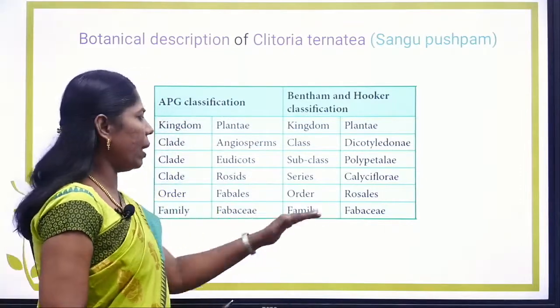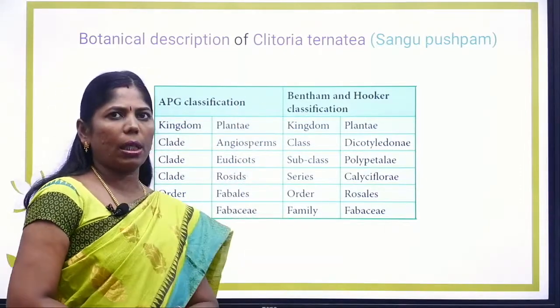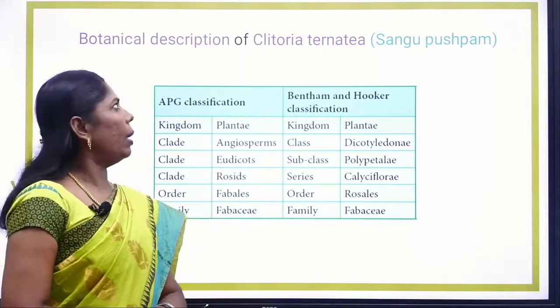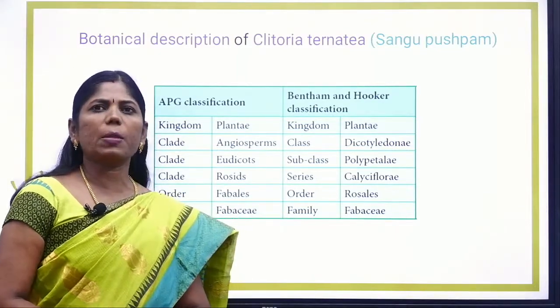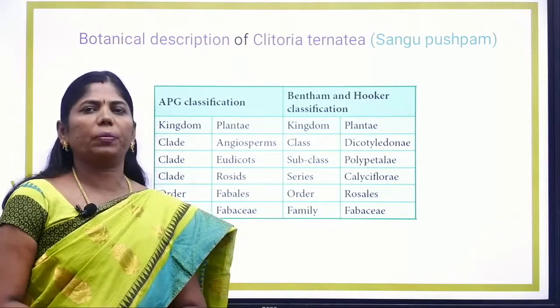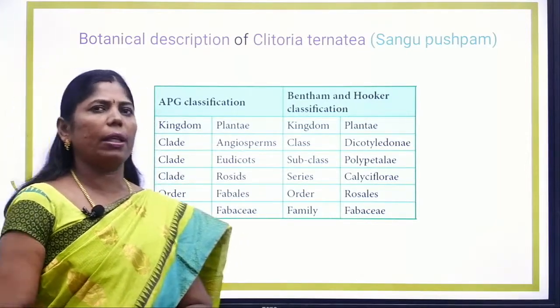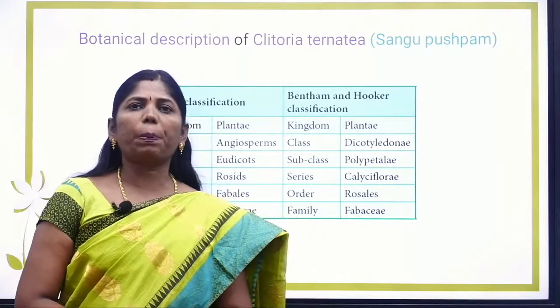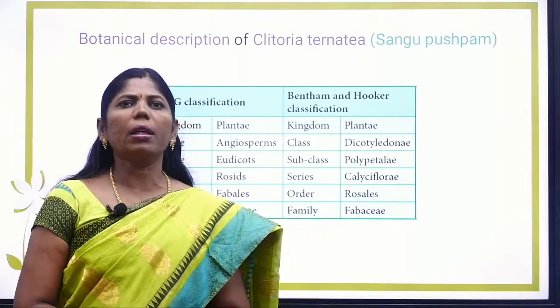Okay, so additionally we add Clitoria ternatea. Clitoria is the genus and Ternatea is the species name. In Tamil, the name is Sangupushpam. Sangupushpam flower we know very well. Everywhere we can see purple color and white color flowers available.